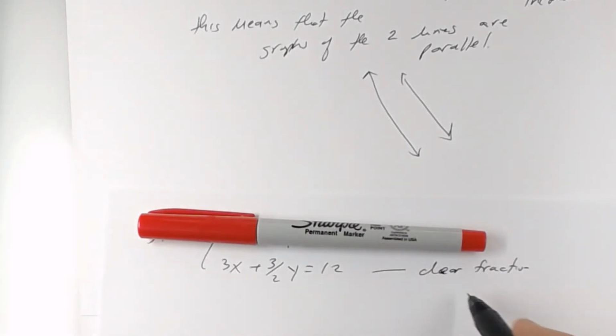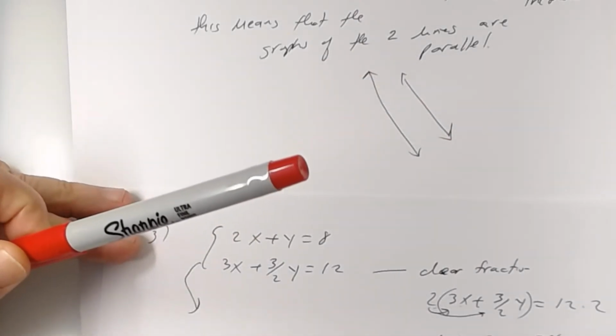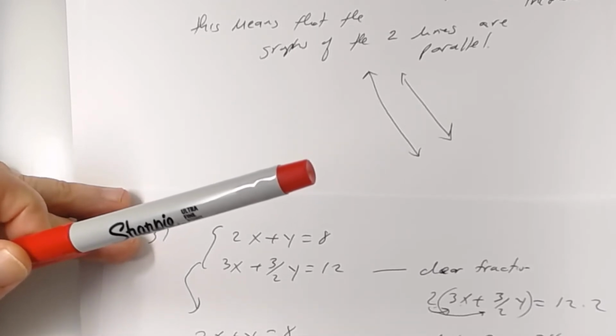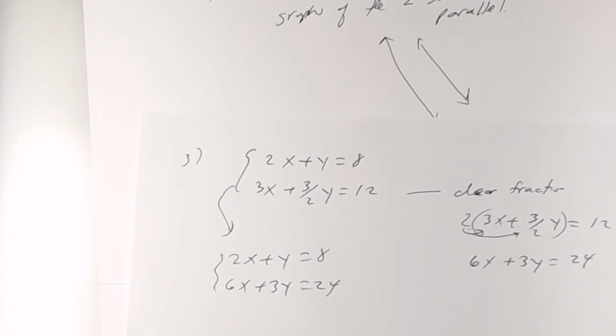So I'm just going to rewrite this. I'd multiply both sides by 2, right? So distributing, what's 2 times 3x? It's still 6x. But what's 2 times 3 halves now? 6 over 2, which is 3. So 3y, right? Equals 24. All right, so this becomes: 2x plus y equals 8, and then 6x plus 3y equals 24. So that's what I end up with. I just cleared the fraction.